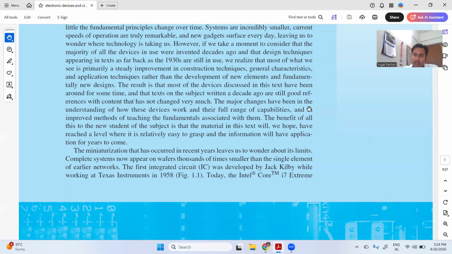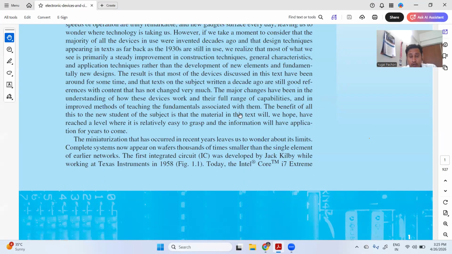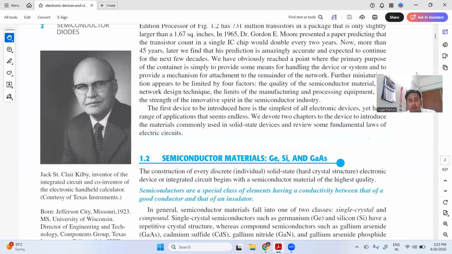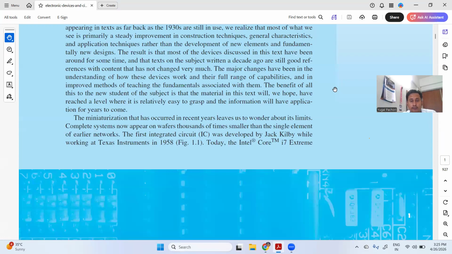But the major source of discussion is this PDF of the book from Boylestad, Electronic Devices and Circuit Theory. This is one of the important books, or if I say it religiously, it is the Gita or the Bible or the Quran of basic electronics. So this is very important. Now come to our topic.